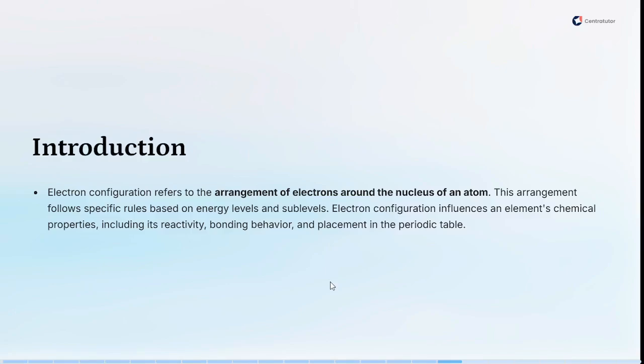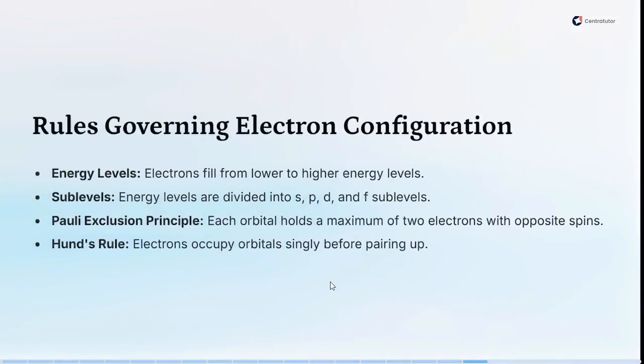These arrangements follow specific rules based on energy levels and sub-levels, and this electronic configuration influences elements' properties, their chemical properties, and also their reactivity. It also influences things like their bonding behavior and their placement in the periodic table. Let's go forward into some of the rules that govern electronic configuration.